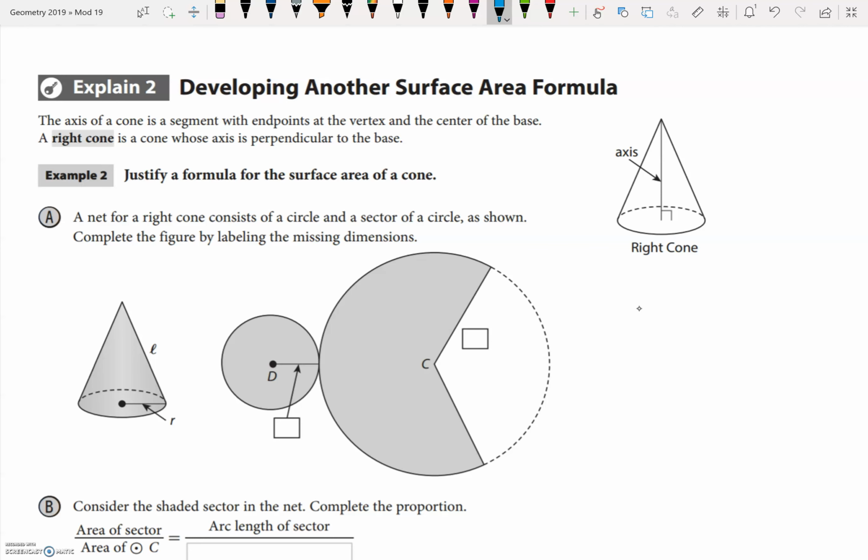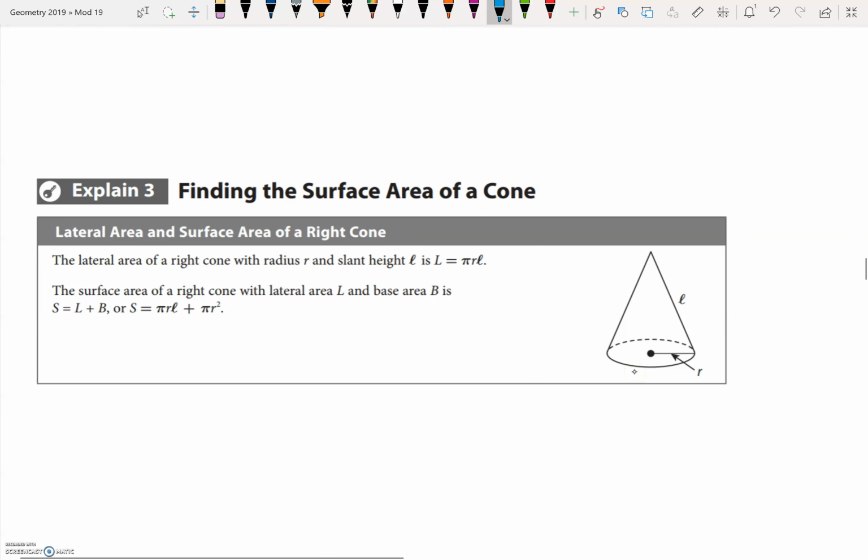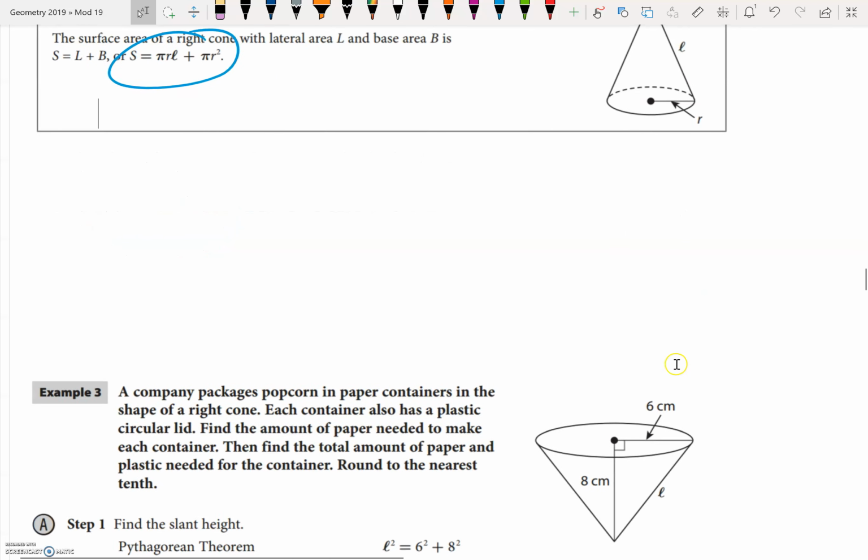And the area of this part is pi r squared. The area of this one ends up being pi r L. This is L right here, so pi r L. So the area of them both, the surface area, is going to be pi r squared plus pi r L. So let's go ahead and use that in an example.